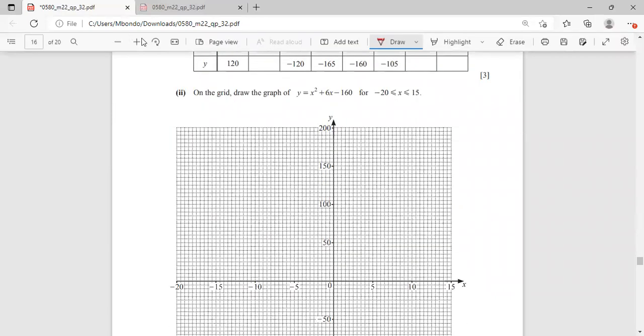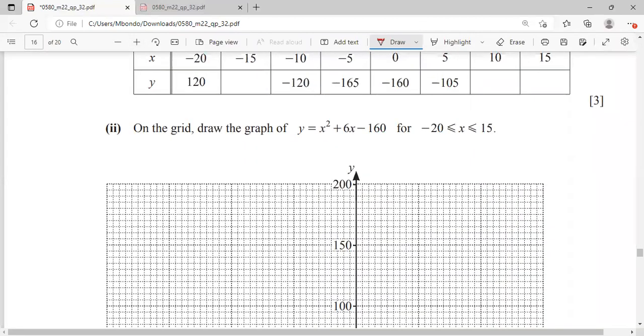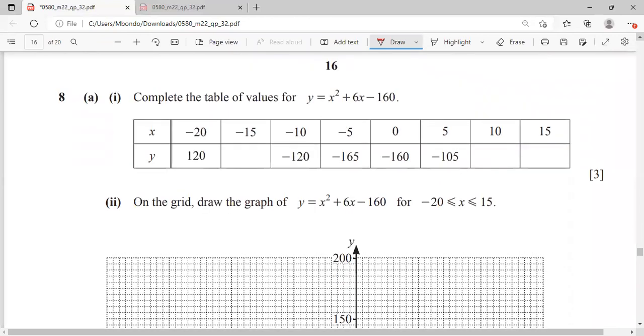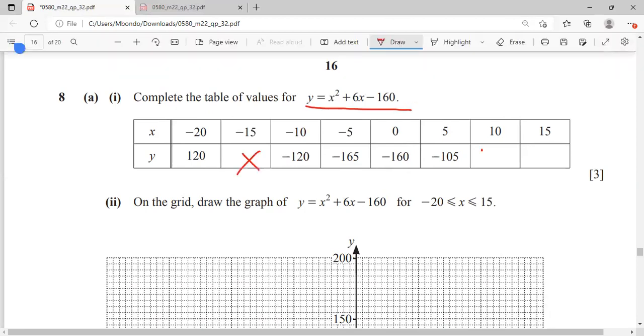So we have this question here. Complete the table of values. This part is empty, this part is empty, this part is empty. I'm going to demonstrate one, and then you should be able to work out the other ones. This is very simple.